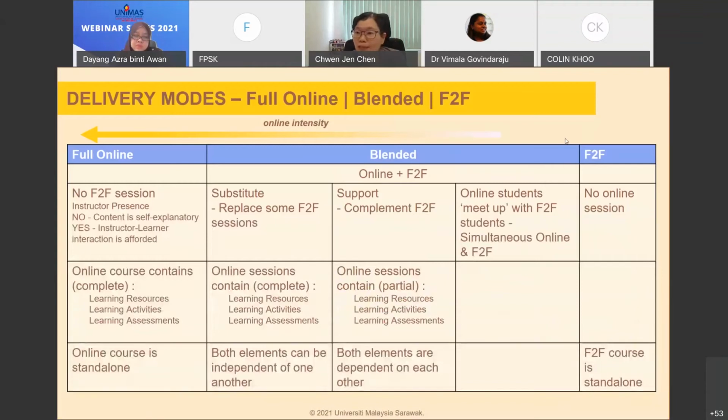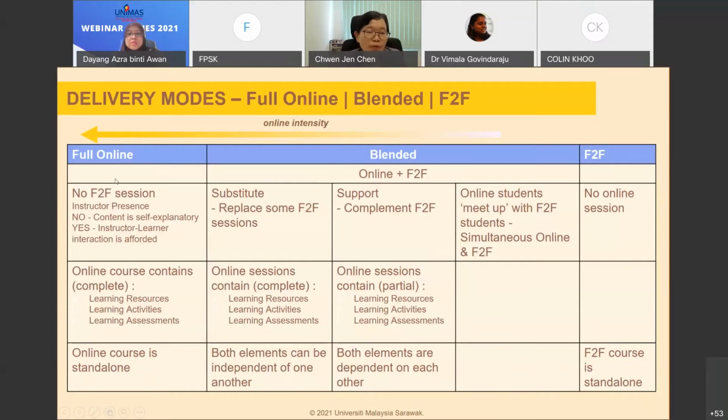So if you see here, you can see the continuum from face to face to online, and of course with blended learning in between. I'm not going to talk about these two. Some of you may have a blended course in your program, because I do know that some students come back to campus and you are asked to do a blended mode. Blended has these few types here, but a lot of us are actually into full online.